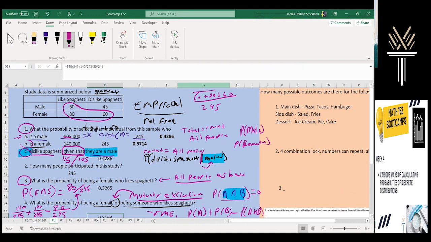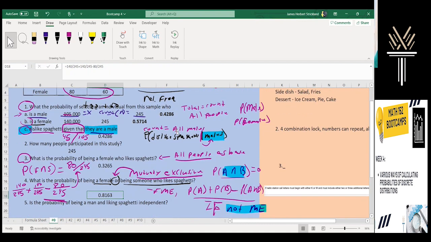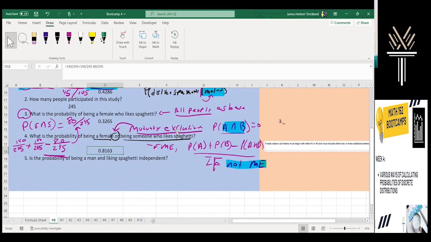Technically, for the 60 and 80, we got the spaghetti, and then we're adding another 80 for the women, and we're just taking away that 80. And so you could have, if you wanted to, just added those three up and divided by the total, and you'll get the same answer. But just know they're going to ask you, are they mutually exclusive? What is the and statement? And you'll have to know how to do the process eventually. So it just depends where you want to spend your time.